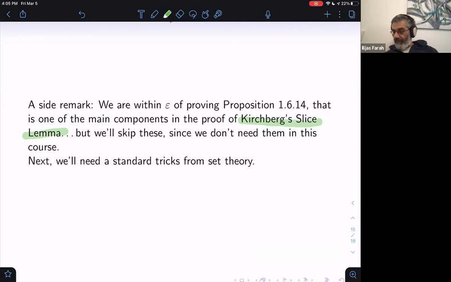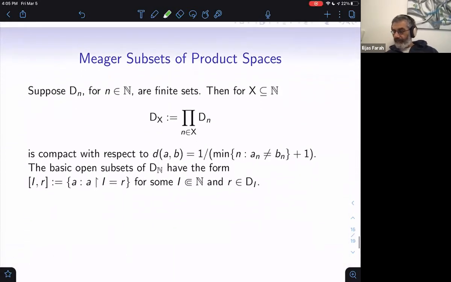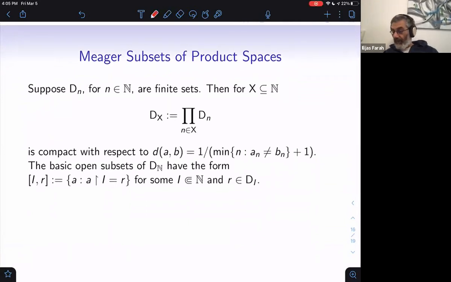Okay, so next, just a few standard tricks from set theory, and you'll see very soon why we need spaces like this when analyzing the Calkin algebra. So suppose that we have a sequence of finite sets, with at least two elements each to make this non-trivial. Now, if X is a set of natural numbers, then D_X is just the product of those D_n's such that the corresponding index is in X. And this space is compact when we take the product topology. The product topology is given by this metric: d of a, b is 1 over what I called delta before, the minimum n such that a_n and b_n disagree, plus 1.